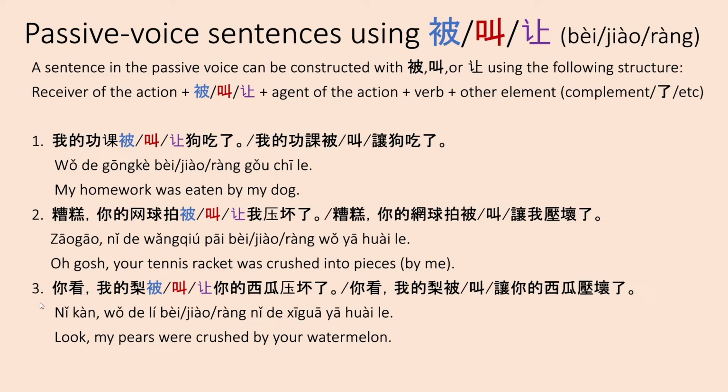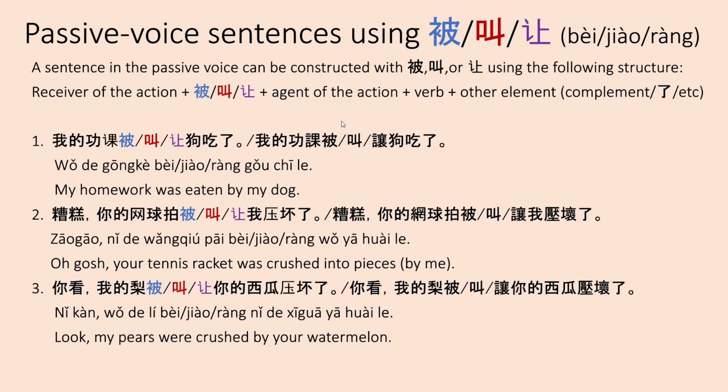And in the last example, 你看我的梨被叫让你的西瓜压坏了. Look, my pears were crushed by your watermelon. Here, the receiver of the action is the pear, 梨, plus 被叫让, plus the agent of the action, which is the watermelon, 西瓜, plus the verb 压坏, plus the other element 了. Just make sure that you follow this sentence structure just like any other grammar pattern.